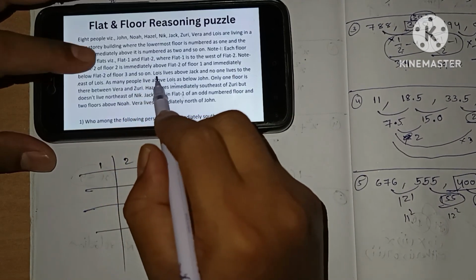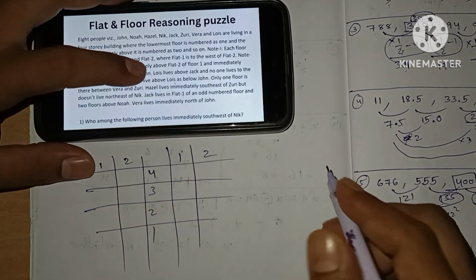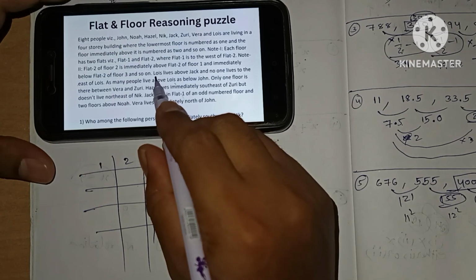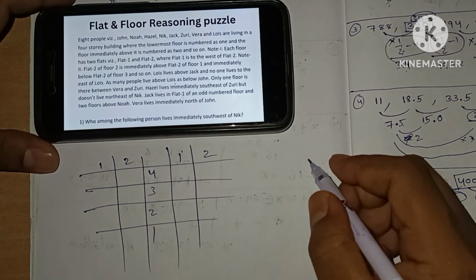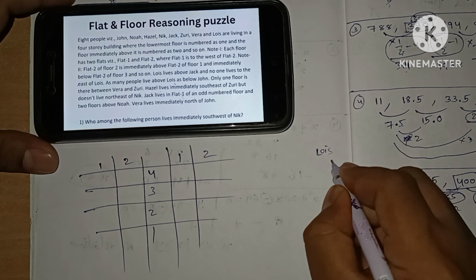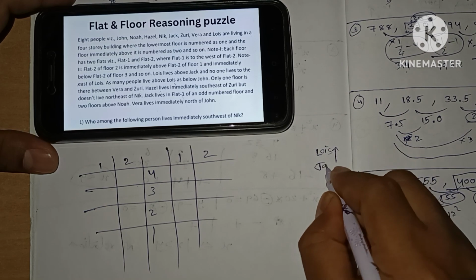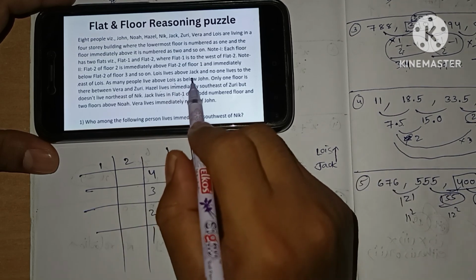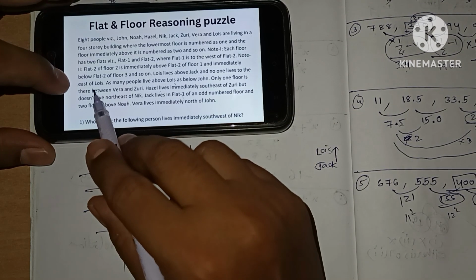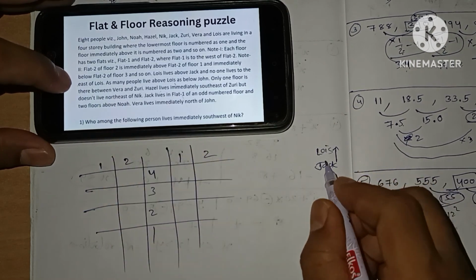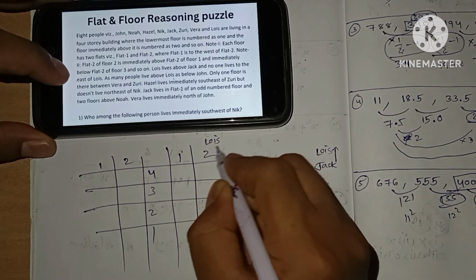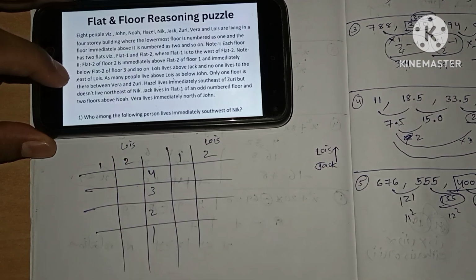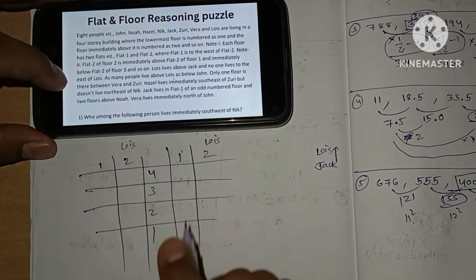Okay, and so on. The statements. Now we are going to start with the statements. The statement starts from here. Lois lives above Jack. And no one lives to the east of Lois. So no one lives to the east of Lois means Lois is in flat 2. Lois lives in flat 2.